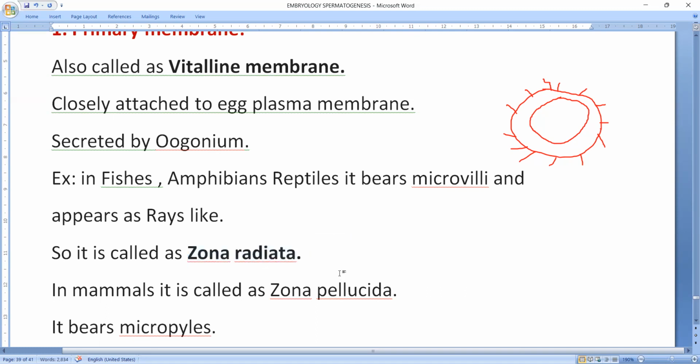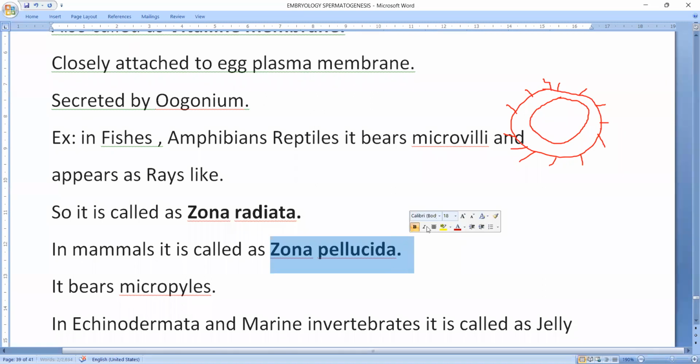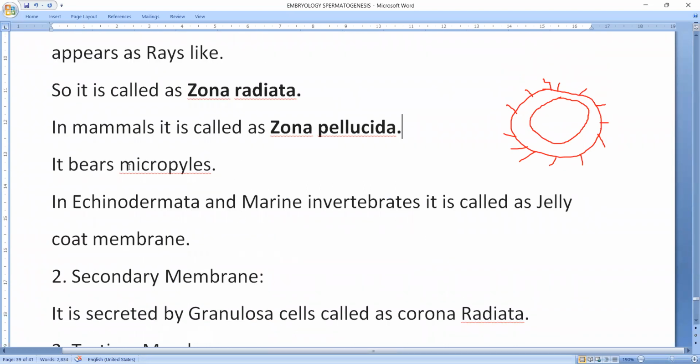See, corona radiata is different, zona radiata is different. In mammals, yesterday we have seen the vitelline membrane is called zona pellucida. Generally the zona pellucida contains the micropyles through which the sperm enters into the perivitelline space.